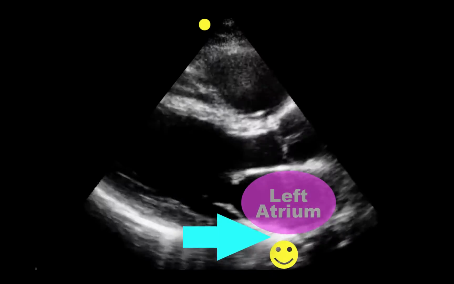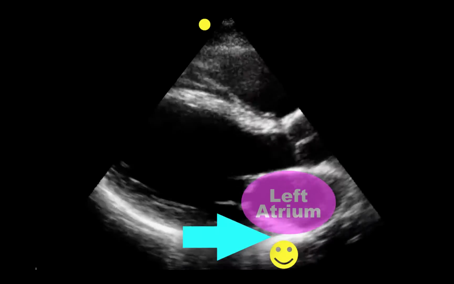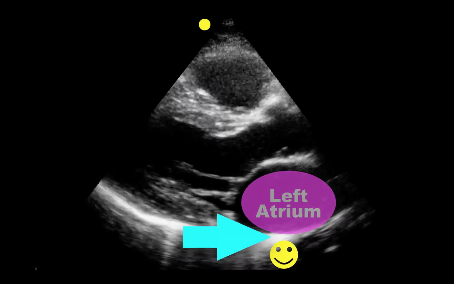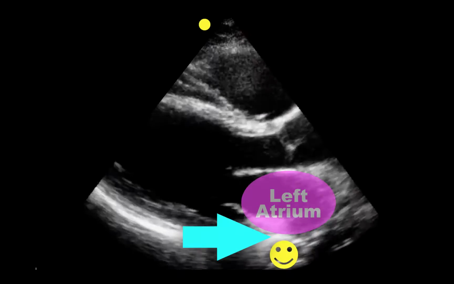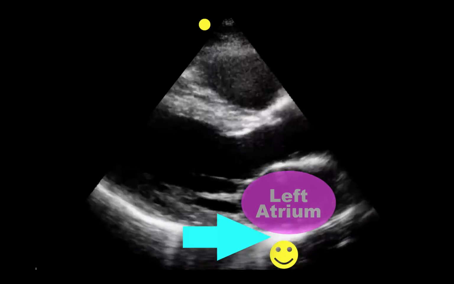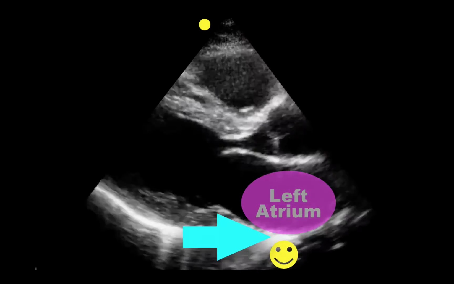If there is fluid that goes between these two structures, then this is by definition a pericardial effusion. And if you see fluid that is behind the heart but doesn't cross through these, this is usually a left pleural effusion.